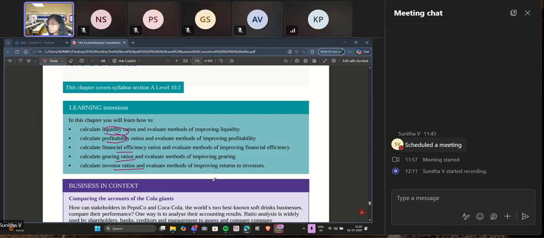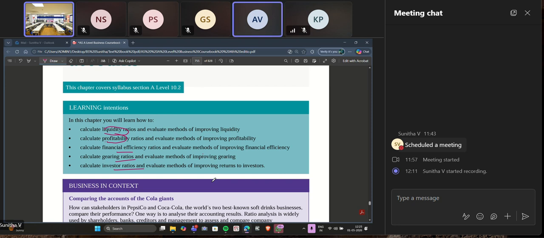What does liquidity ratio mean? I'm asking you what you mean by the liquidity ratio. The ability of a business to convert assets into liquid cash. Correct. The ability of a business to convert its assets into cash. Or there's another meaning.